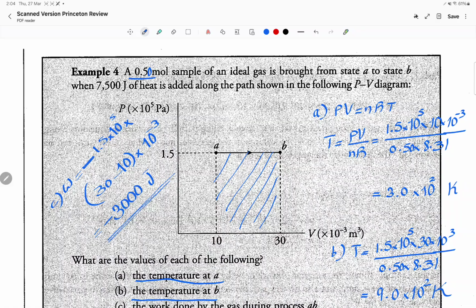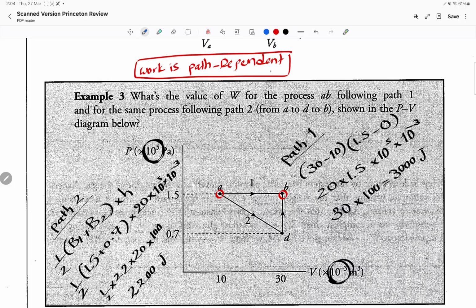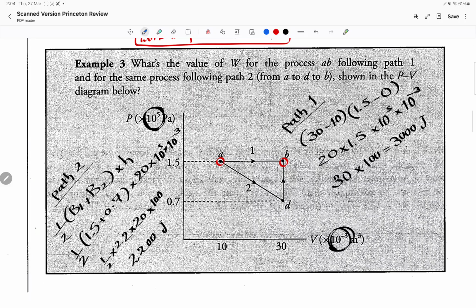Okay. Now let's just fix the example 3. Again, we were going to the right side on both paths. That means we have to put negative in the end. Okay. Just don't forget that. That should be -3,000. The sign matters a lot. They're going to minus you big time.